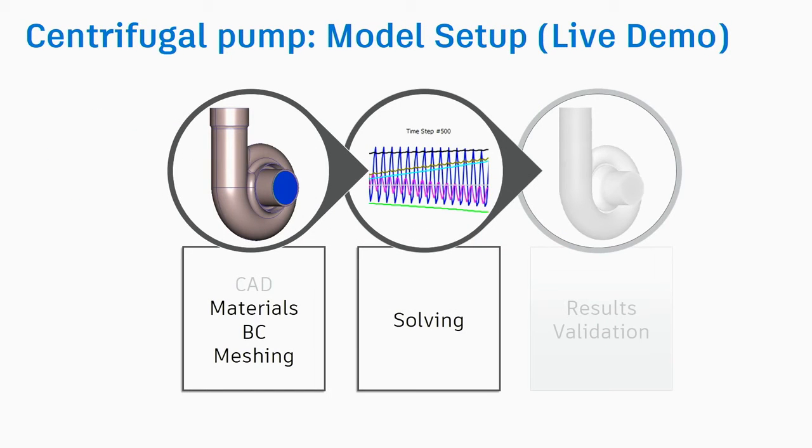We're done. So now we're going to move to the live demo. We're going to transfer this prepared CAD model into Autodesk CFD, where we're going to define the materials, solid, fluid, and the boundary conditions. That means our input data, and we'll mesh it. And then we will launch it to the solver.